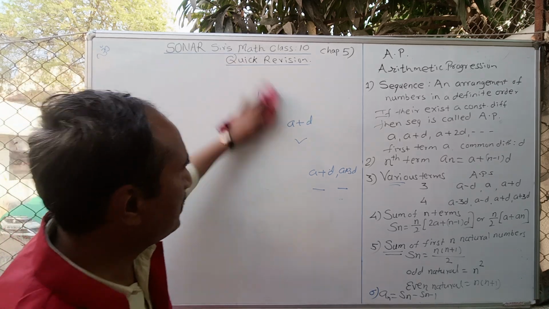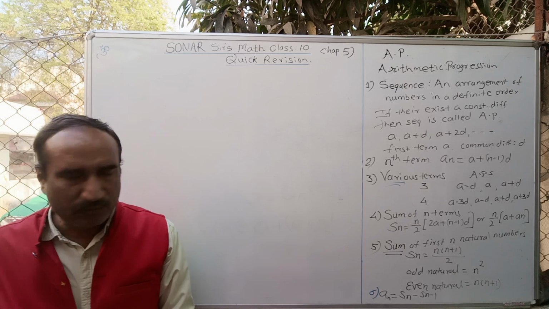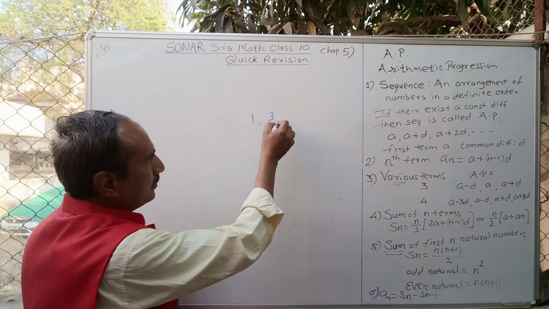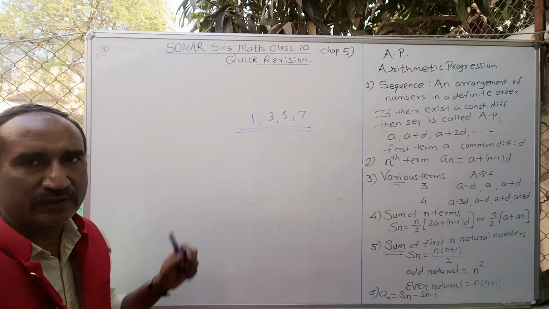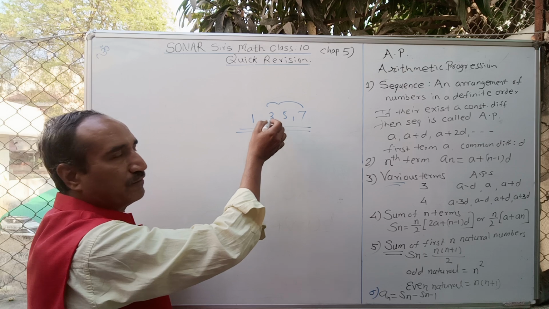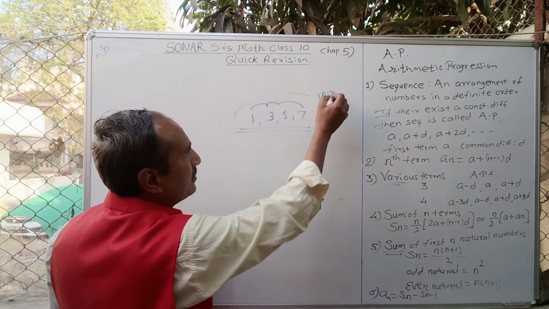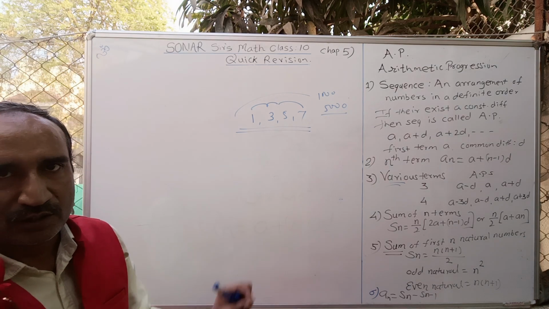Now discuss the sum of the n terms of an AP. Suppose these are the terms 1, 3, 5, 7. So here there are 4 terms, and it is easy to find the sum of the 4 terms. 7 plus 5, 12, 12 plus 3, 15, 15 plus 1, 16. But if there are 1000 terms, 5000 terms, then it is not possible for us to find it this way.